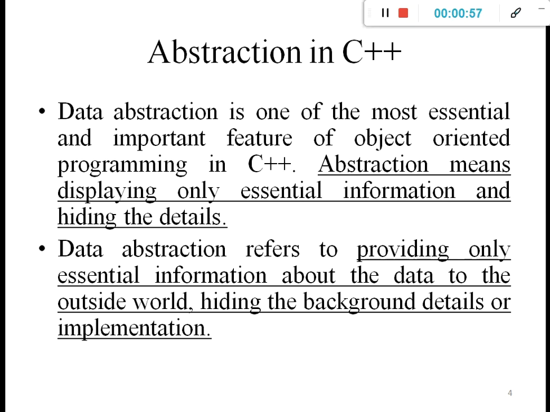First we need to understand what exactly abstraction is, from the point of view of C++ or in general. Abstraction means displaying only essential information and hiding the details. For example, we have an application of a banking system, where we just want to view our balance.